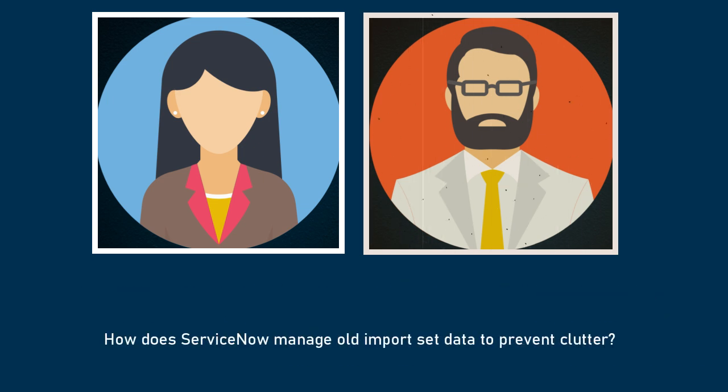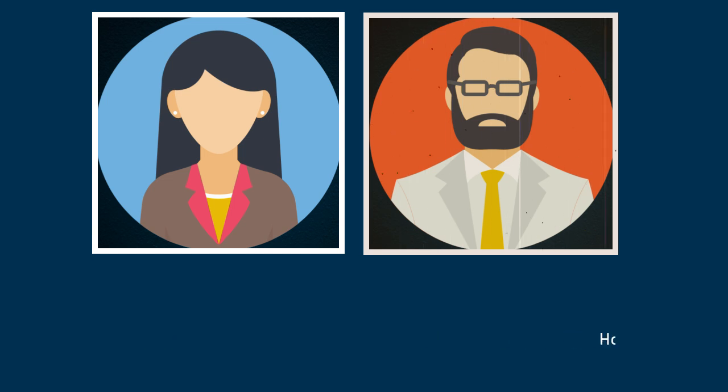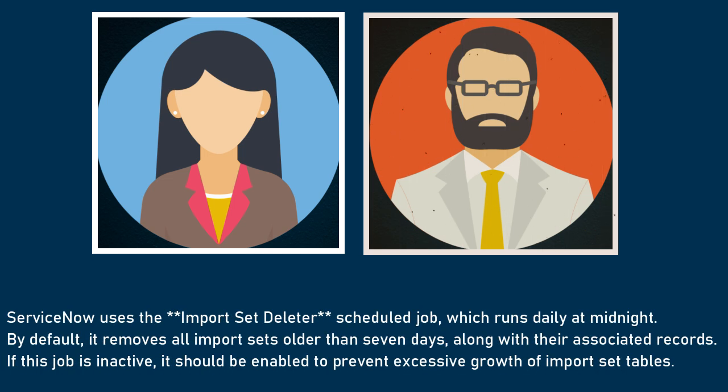One last question, how does ServiceNow manage old import set data to prevent clutter? Sure. ServiceNow uses the import set deleter. This is a scheduled job which runs daily at midnight. By default, it removes all the import sets older than 7 days, along with their associated records. If this job is inactive, it should be enabled to prevent the excessive growth of import set tables.